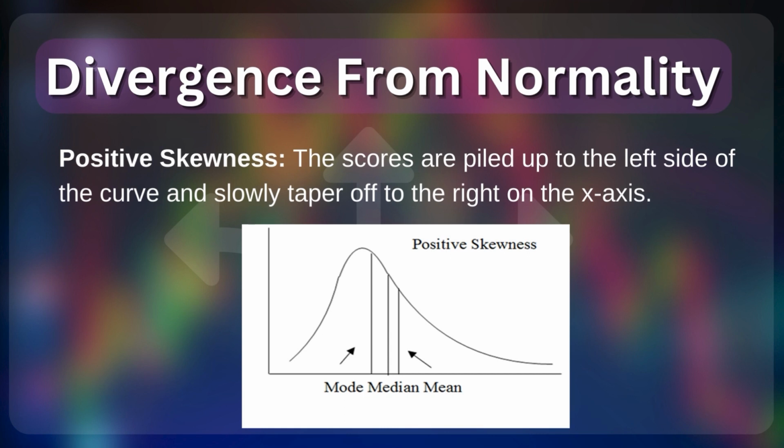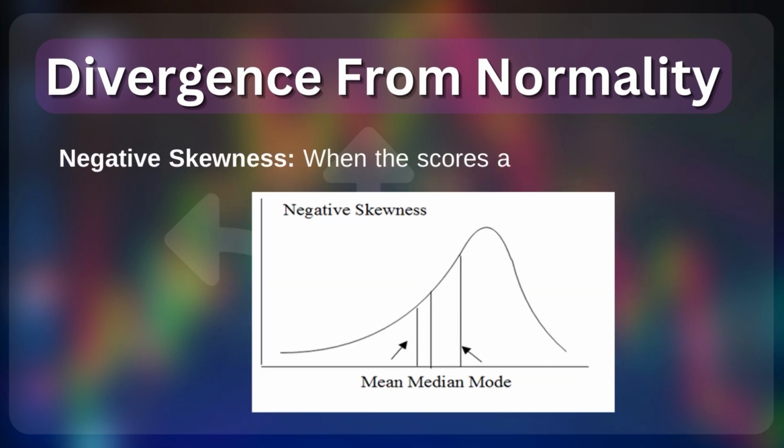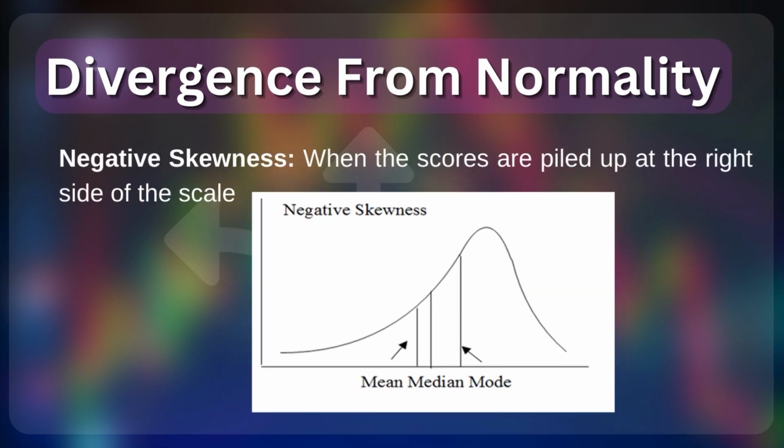Now, negative skewness is the opposite of positive skewness, where the scores are piled more on the right side of the curve and they slowly taper on the left side of the x-axis. Now let us come to know about another divergence from normality, which is known as kurtosis.